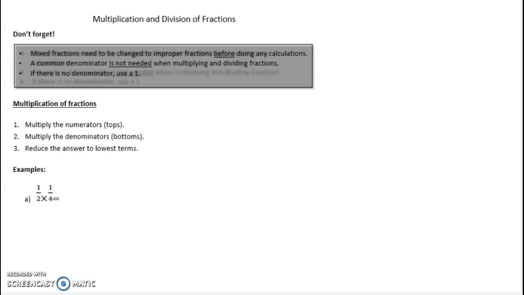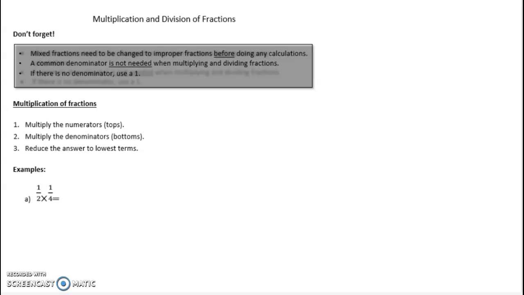Okay, so these questions right here, it says multiplication of fractions. So to multiply fractions, you're going to multiply the numerators, the top. So multiply the tops together, then you're going to multiply the denominators together, and then you're going to reduce to lowest terms. So our first example is 1/2 times 1/4.